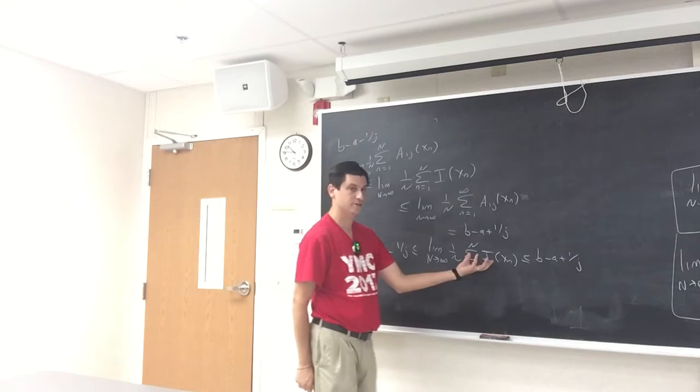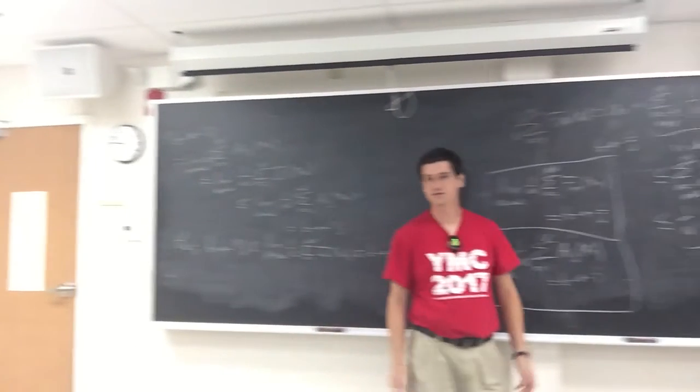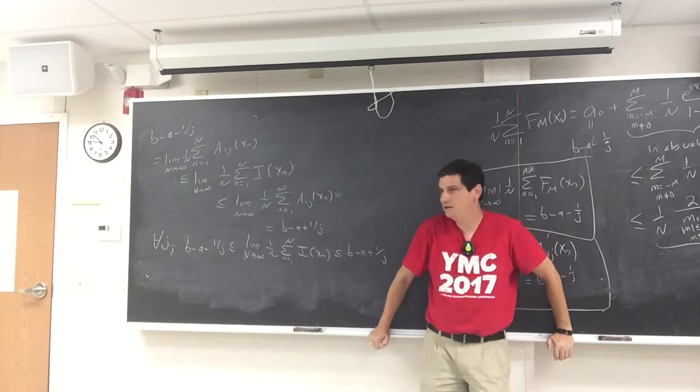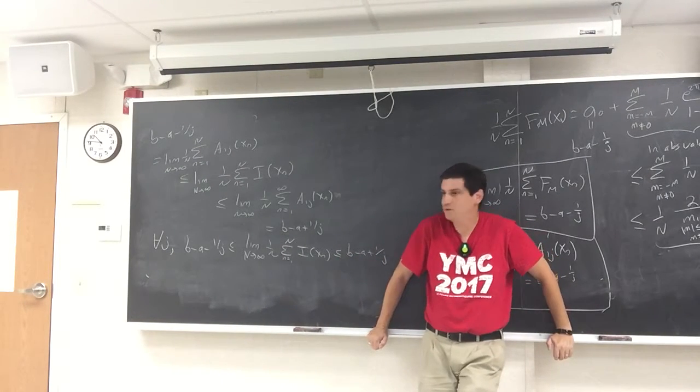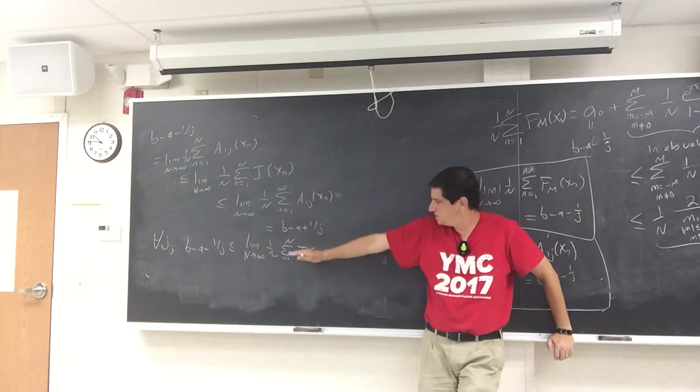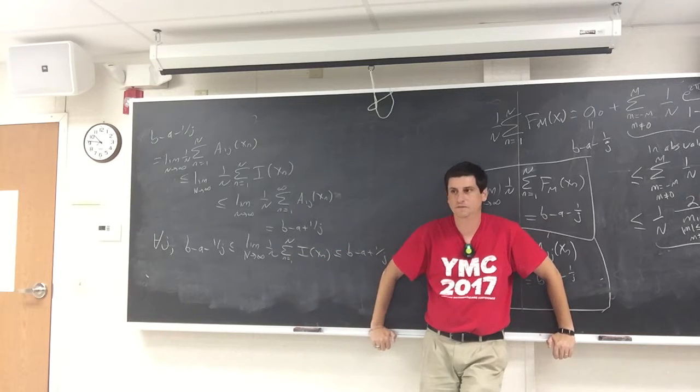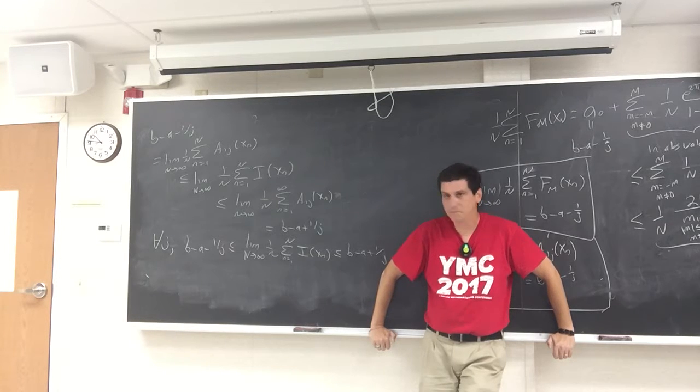This has to have some value. And we know for every choice of j, it's between b minus a minus 1 over j and b minus a plus 1 over j. What must this limit equal? It must be b minus a.